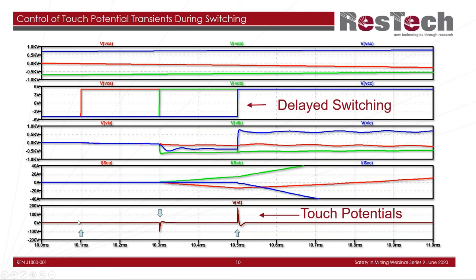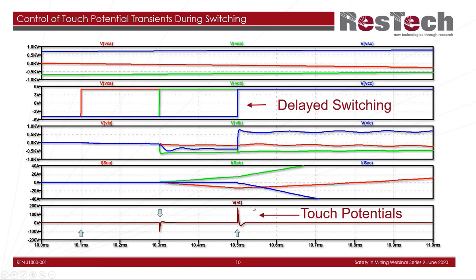This one's actually quite a small one here, but here on the second phase switching and the third phase switching, we now get larger touch potential events. These are durations in the order of microseconds, but we got here, for example, a peak of about 200 volts. Here we've got a peak of about 100 volts. Okay. And doing calculations to see whether this would actually be perceivable, it does come into that range where it may be perceivable.